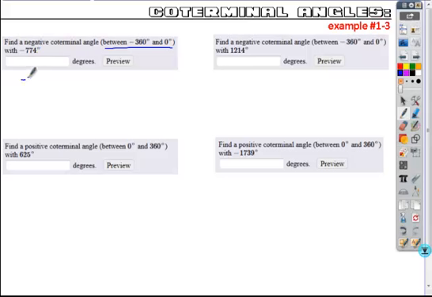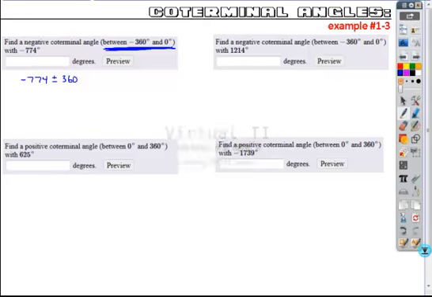So what you're going to do is take negative 774 and either add or subtract multiples of 360 until you get a number that fits this set of conditions. Here, we want a negative coterminal angle, but it needs to be closer to 0 than this, right?